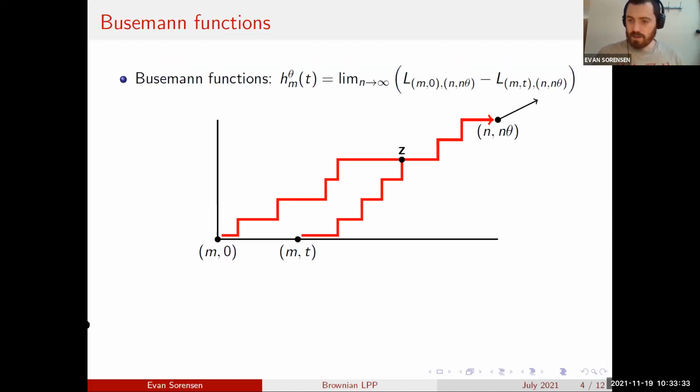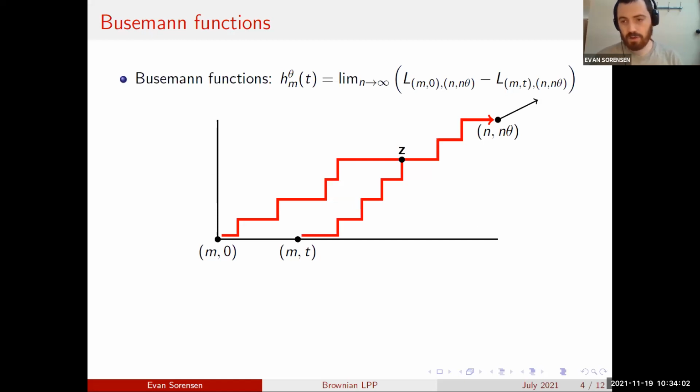So there's a few ways that in these different kinds of models that we study infinite geodesics. We take the approach of Busemann functions. So these first were used to study semi-infinite geodesics in 2008 by Christopher Hoffman in first passage percolation. In this model, we're defining Busemann functions as we have 2 initial points here, (m, 0) and (m, t), and they're both traveling to the same terminal point, (n, nθ). And we're looking at the difference of their last passage times as n goes to infinity.